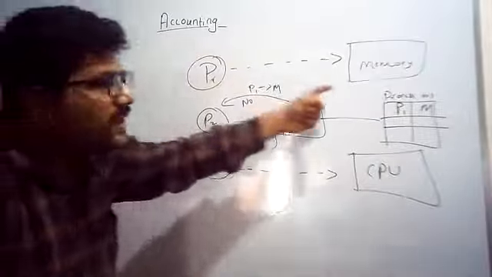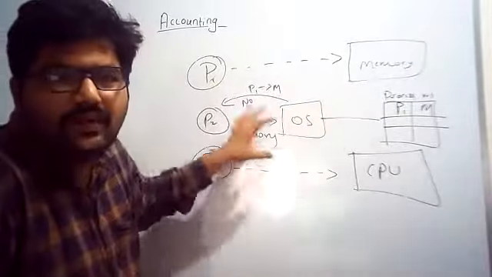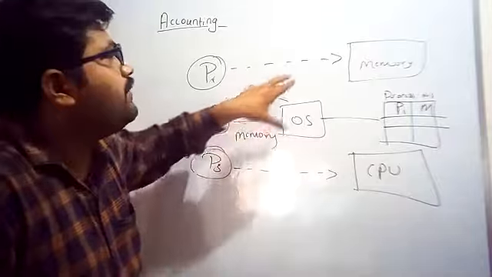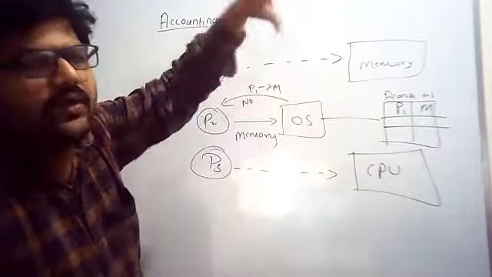P1 already took the memory. P2, you wait until P1 releases, then memory will be allocated.